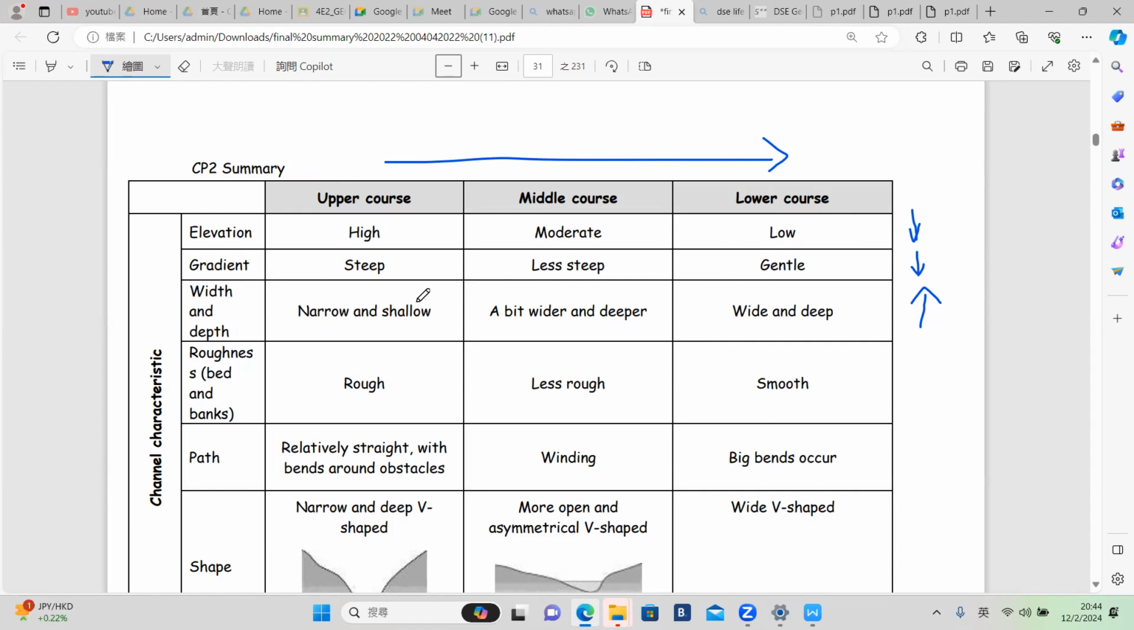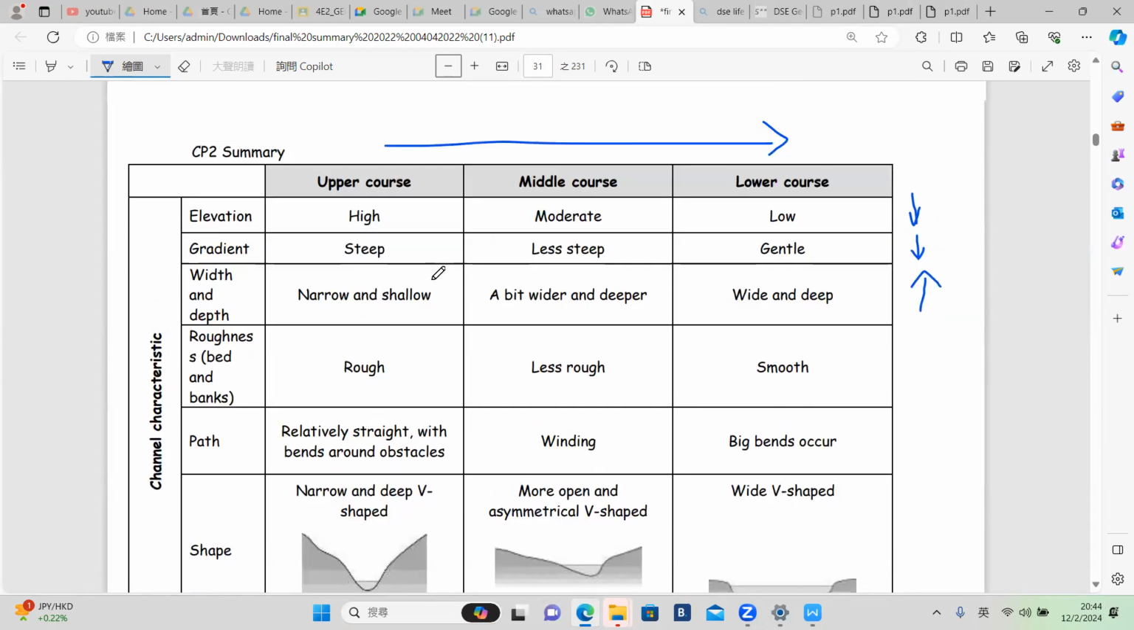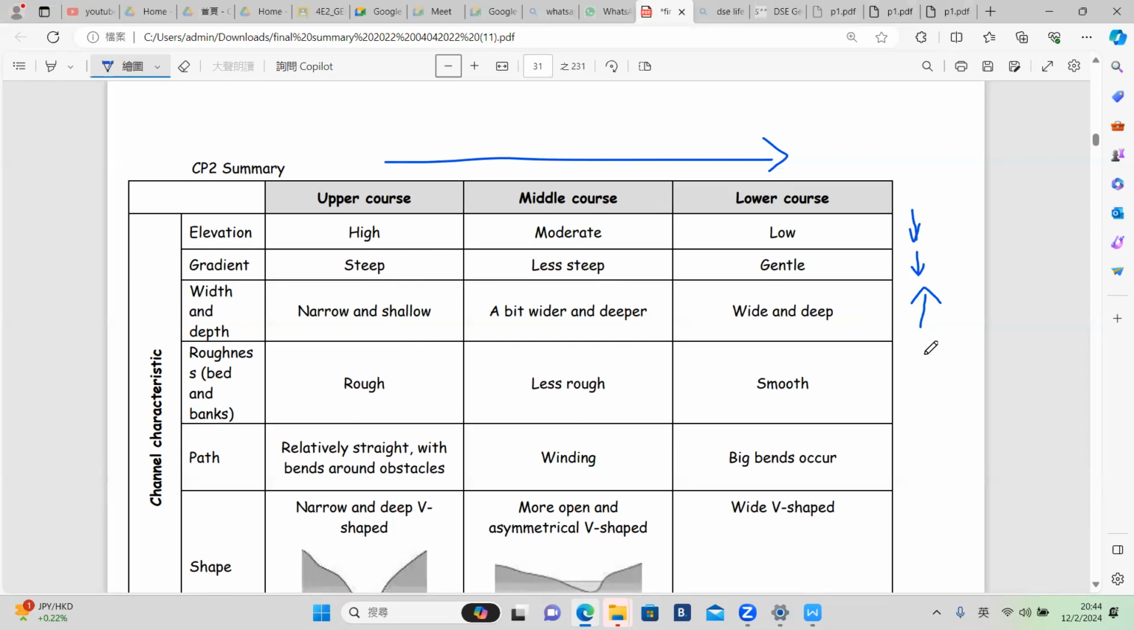Okay, with little water, however it flows it only covers a very small area. The middle course is a bit wider and deeper, and the lower course is wider and deeper. Okay, so the roughness will be decreased.